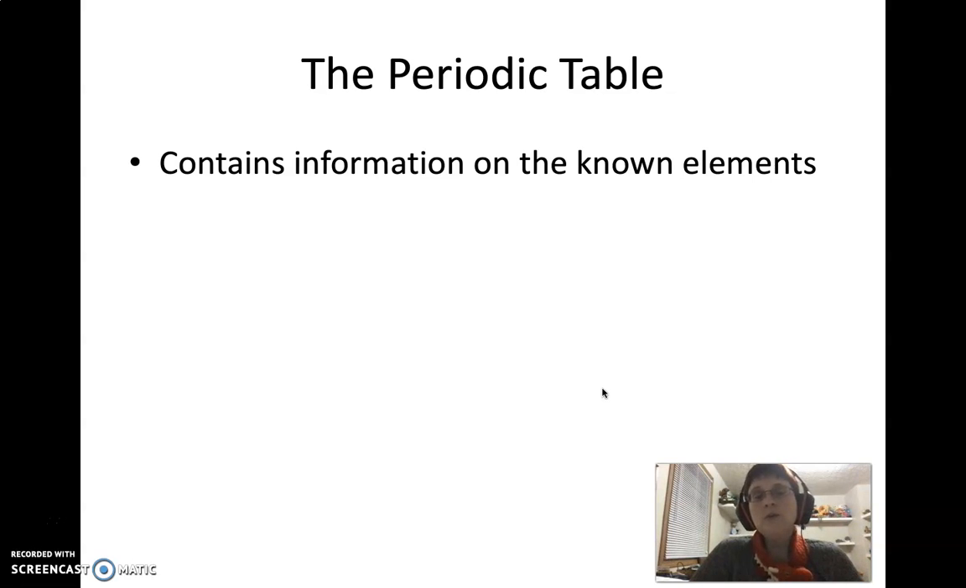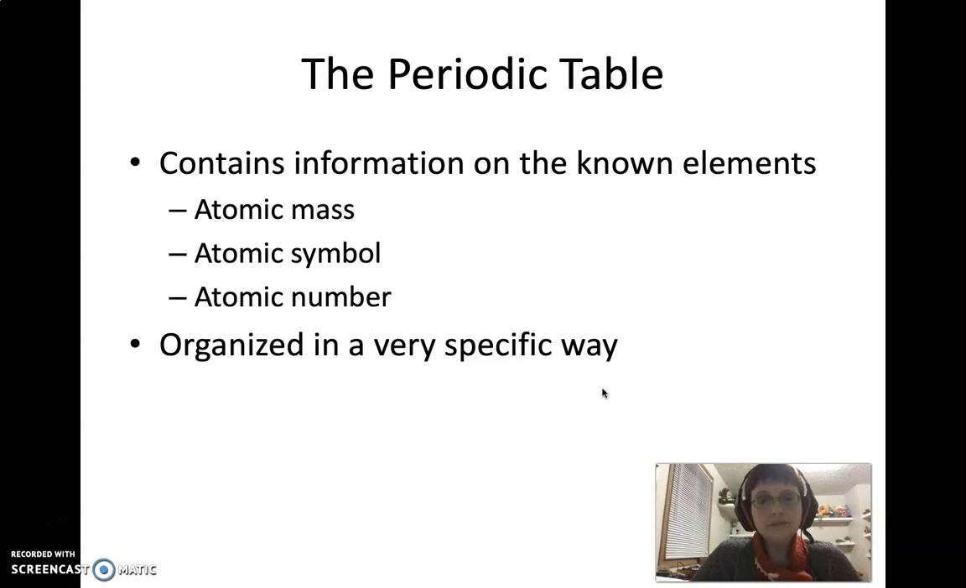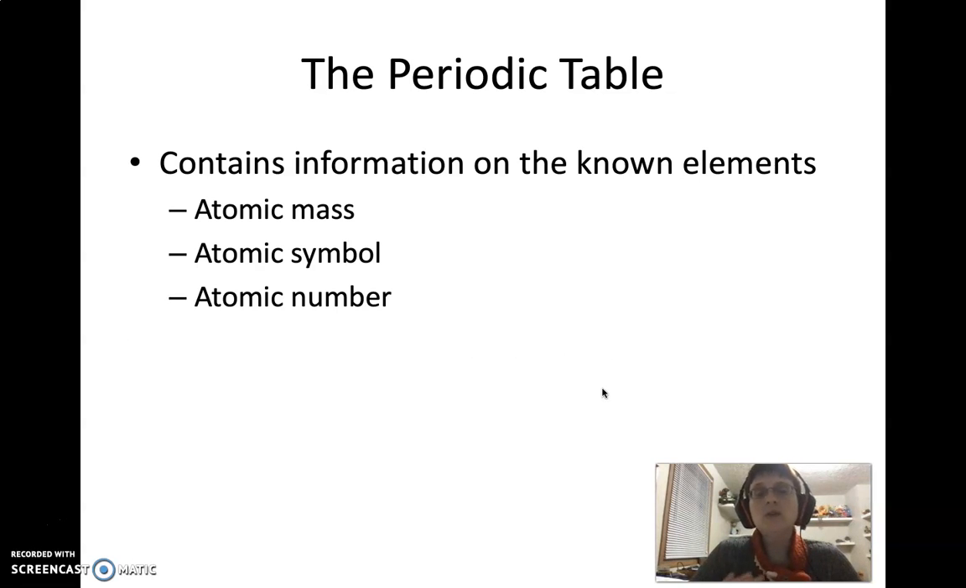And we know some of them have previously been made in things like nuclear reactors. So, things that you can find on most periodic tables, you're going to find the atomic mass. You're going to find the atomic symbol, that's that shorthand like carbon, C, for the element. The atomic number. Those three items are always going to be found on a periodic table.